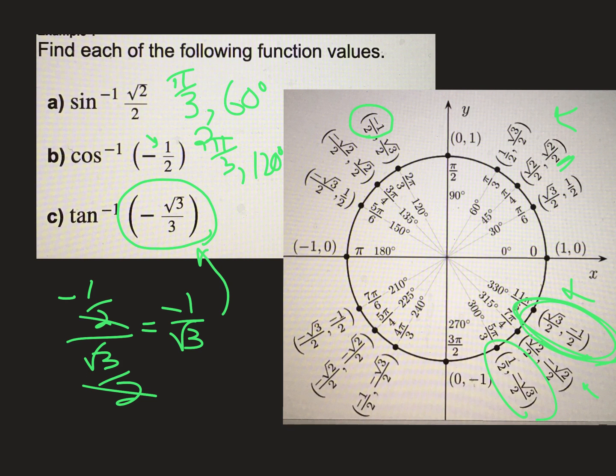So that's it. It is at negative pi over 6. Remember, don't put 11 pi over 6. You got to put negative pi over 6 and then negative 30 degrees for that one. Hope that makes some sense.